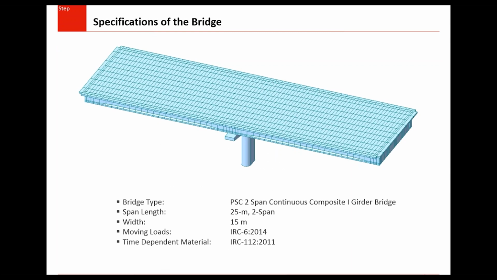So this is the type of model that we'll be generating today. Two-span continuous, each span is 25 meters, and for the continuous part we have the mid diaphragm which will be integral with the girders for both the spans. The total width is 15 meters and the code for moving loads will be IRC 6, and for time dependent material properties, that is creep and shrinkage and compressive strength for concrete, we'll follow IRC 112.